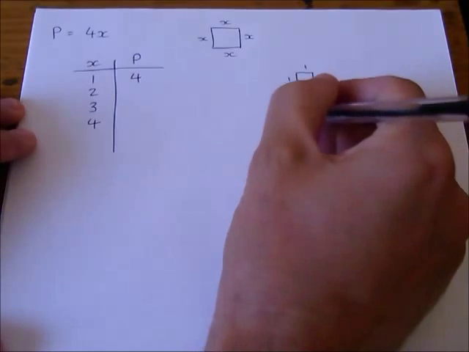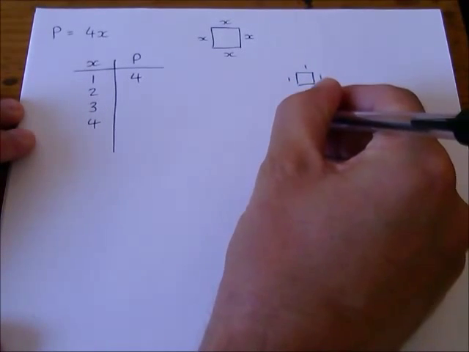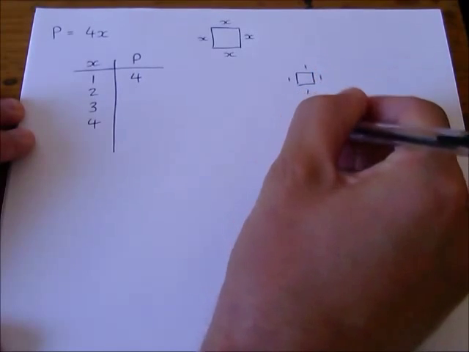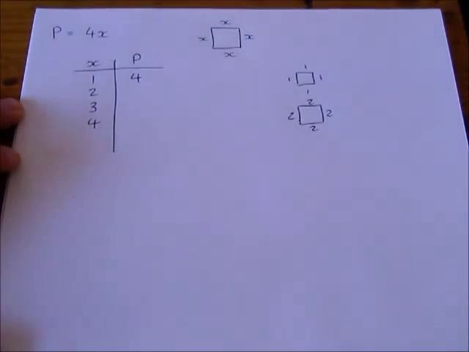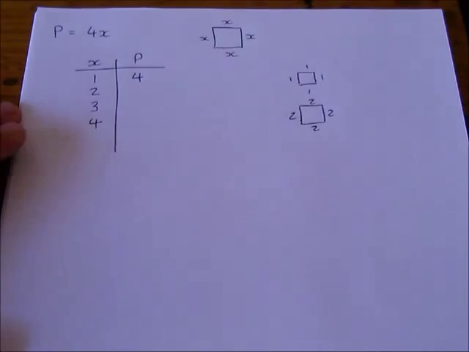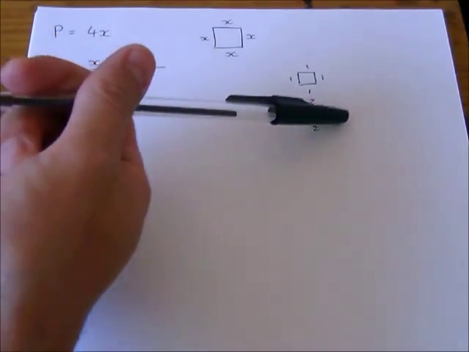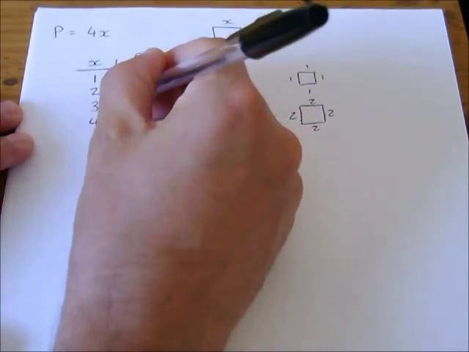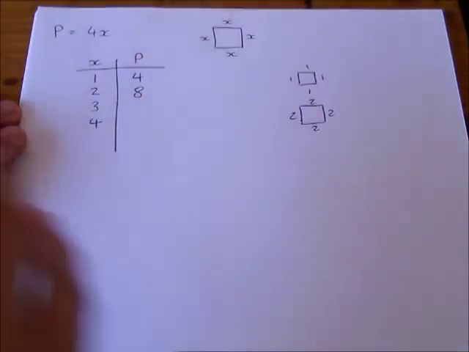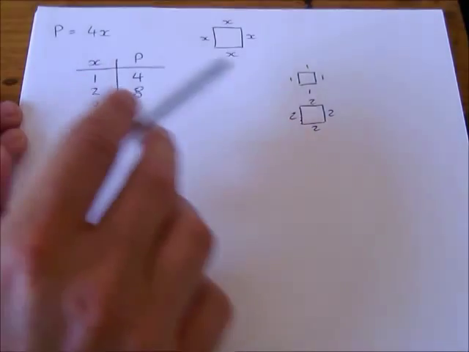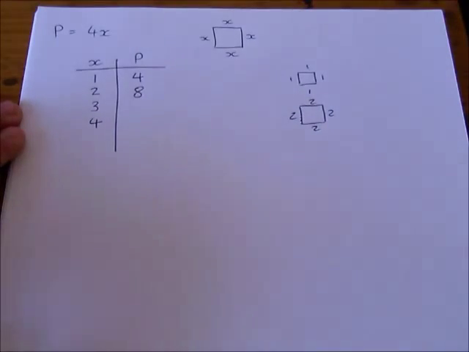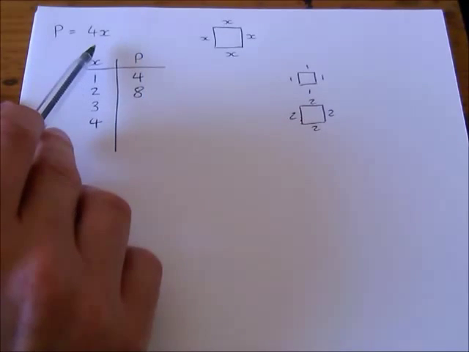The perimeter of the next square that I'm going to do is a bigger square. 2 plus 2 plus 2 plus 2. That's 2 times 4. You can see this is where the formula comes in. I don't want to draw a square each time. I just want to know that I'm going to be multiplying by 4.